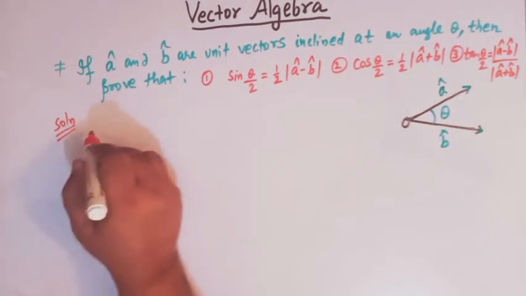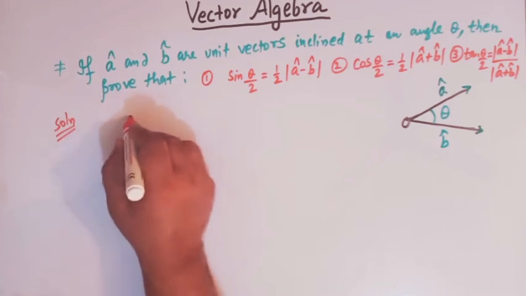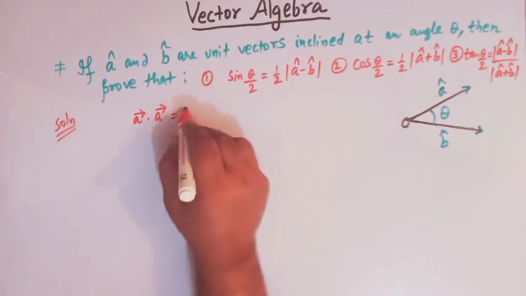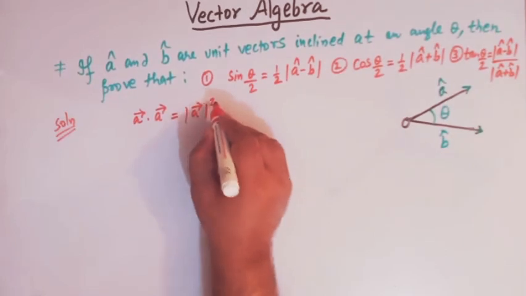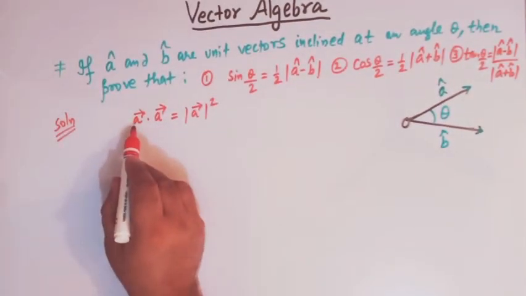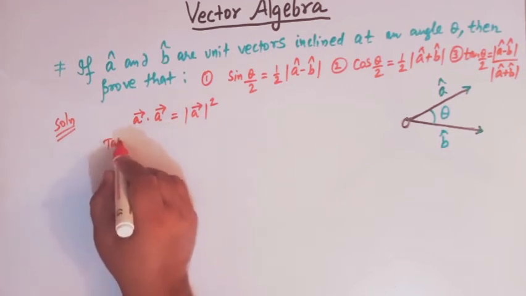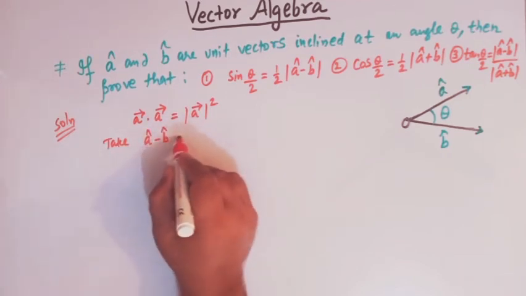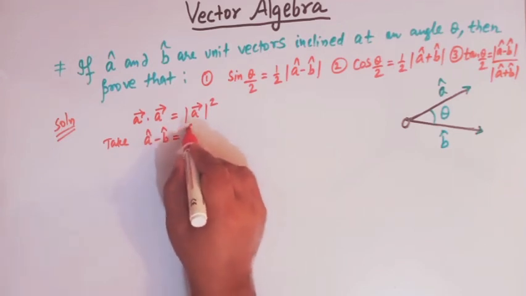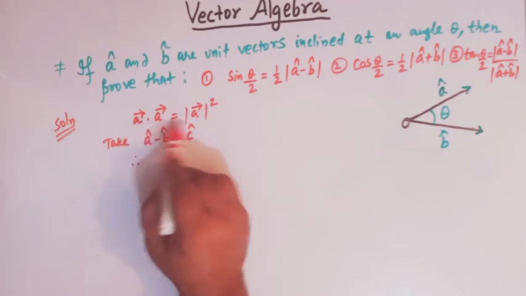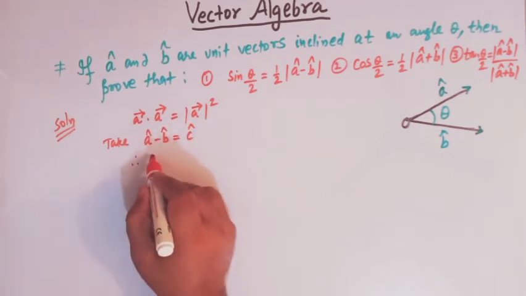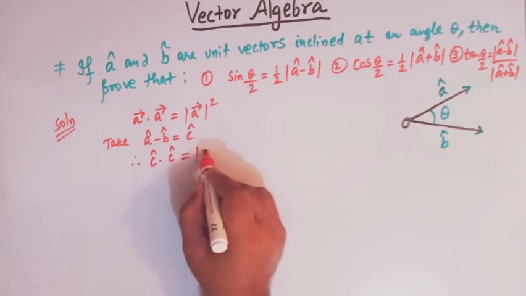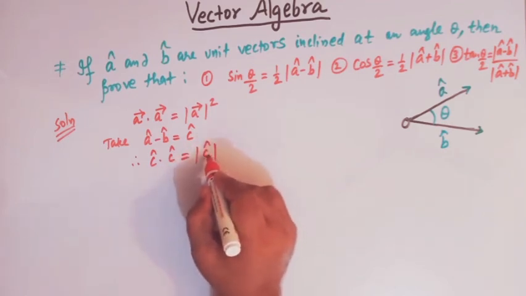Now viewers, here we will apply an important concept in vectors, that is vector a dot vector a is equal to the square of the magnitude of vector a, right? So here what we will do, we will take a cap minus b cap, right? Now a cap minus b cap is equal to say c cap, right? So therefore if we apply this rule to c cap vector, we have c cap dot c cap is equal to square of the magnitude of vector c cap, right?